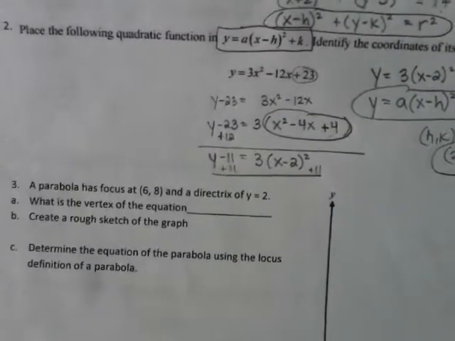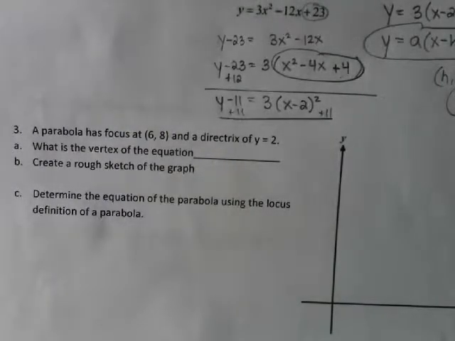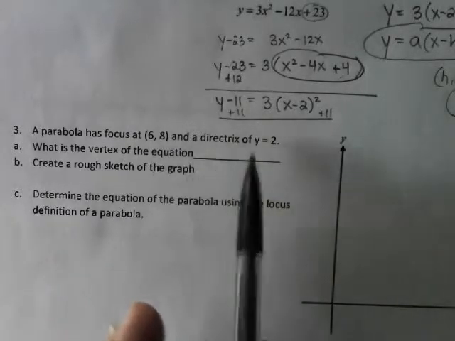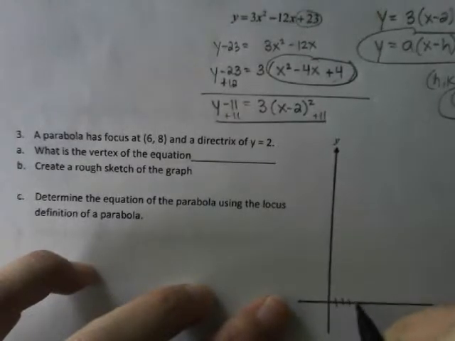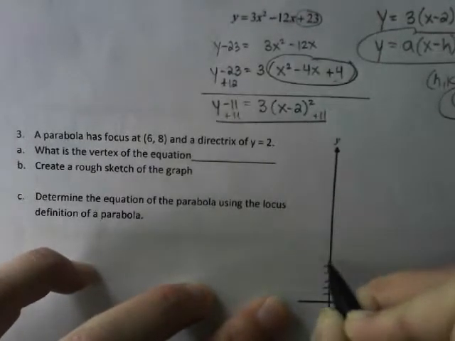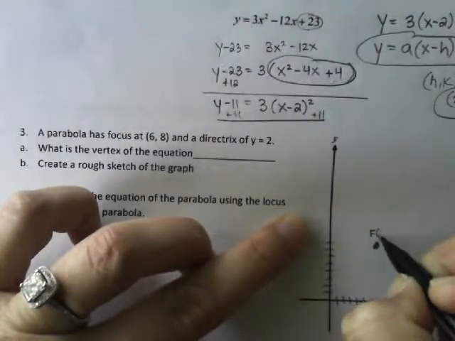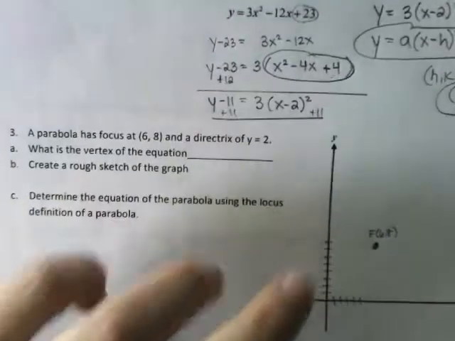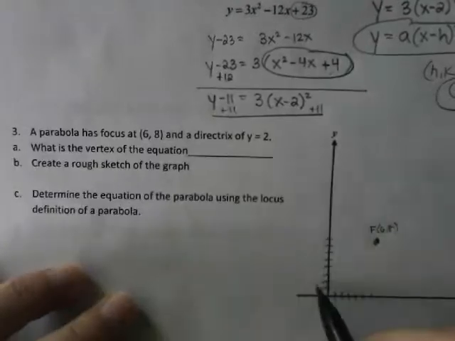Number 3 is, hopefully you've seen this a gazillion times this year. I would be 99% confident it's going to be on your Regents. Something with a focus and directrix. This particular problem happens to give you the focus and give you the directrix. So anytime you get a problem like this, sketch it. I'm going to sketch a focus at 6, 8. And label the point right on there so you don't have to constantly be looking back and forth. Your directrix is y equals 2.